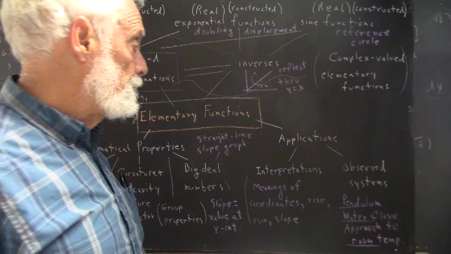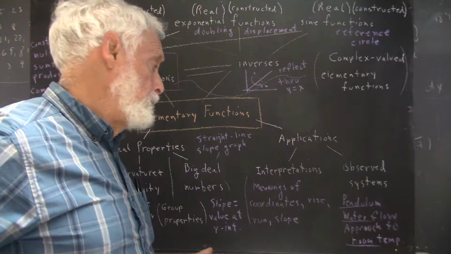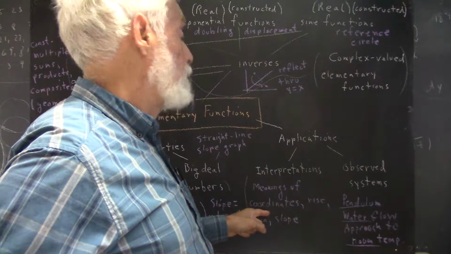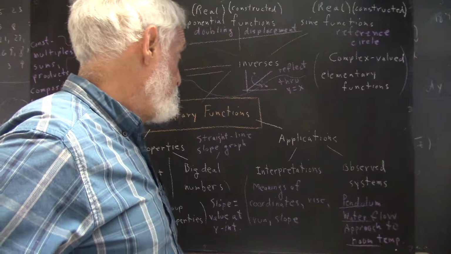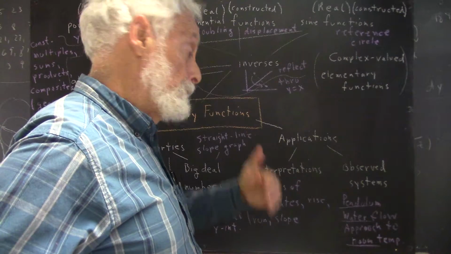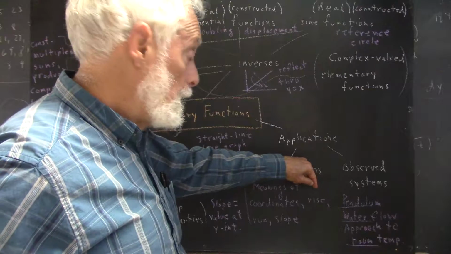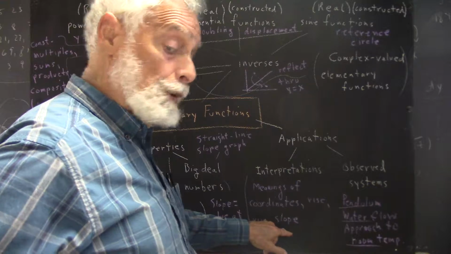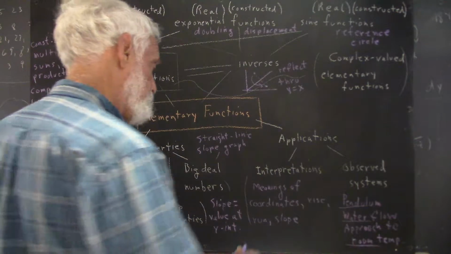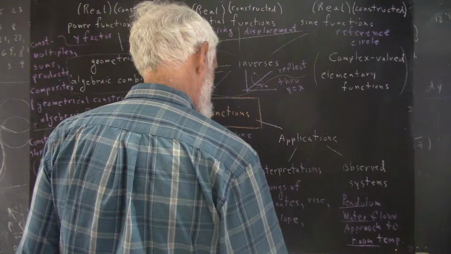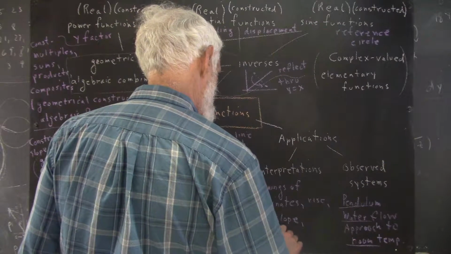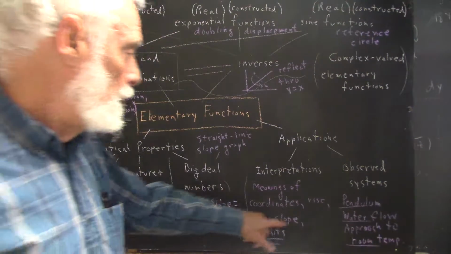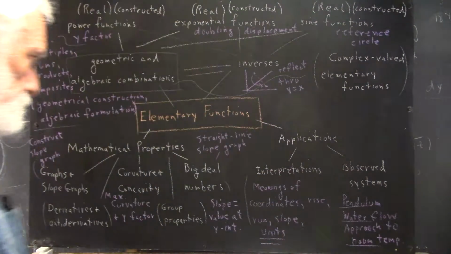And then interpretations. The most important thing we can do as far as interpretation at the beginning level at least is to understand what the coordinates of a point on the graph mean and what that means algebraically as well as geometrically, and then what the rise means, again algebraically and geometrically, what the run means, what the slope means, and what the units of these quantities mean and what they tell you about all the other meanings.